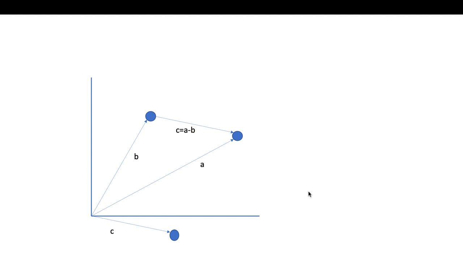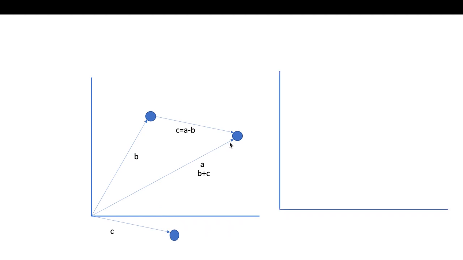Now if I have two vectors b and c, what is b plus c? The a vector is actually b plus c. You can put both the vectors end to end and join them. Like this is b and c, and this is b plus c.